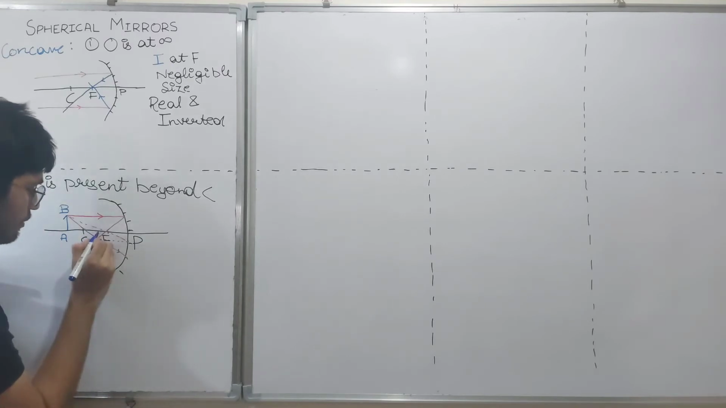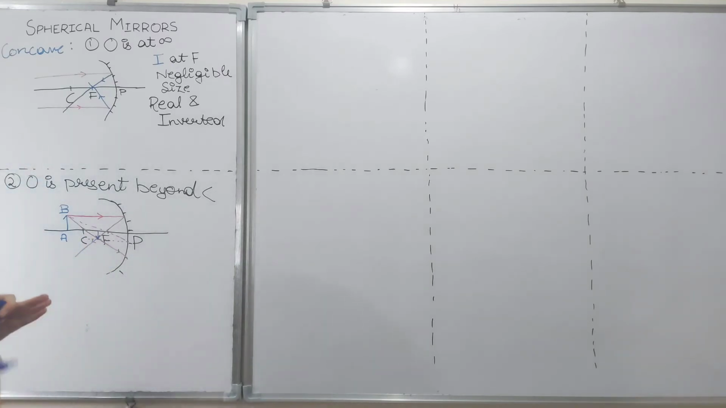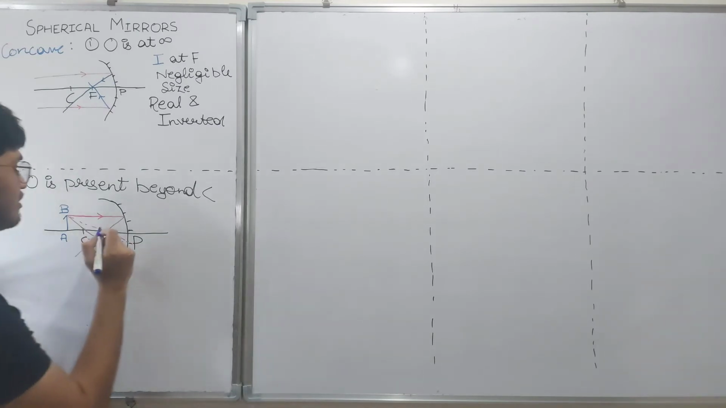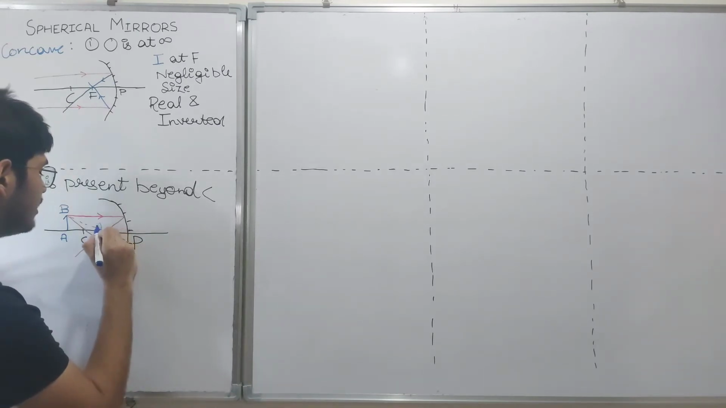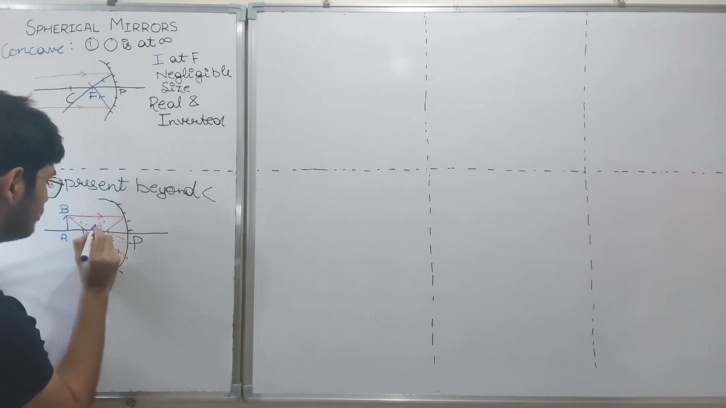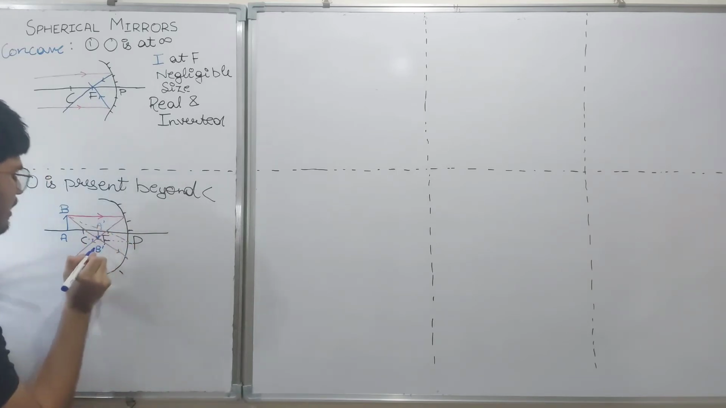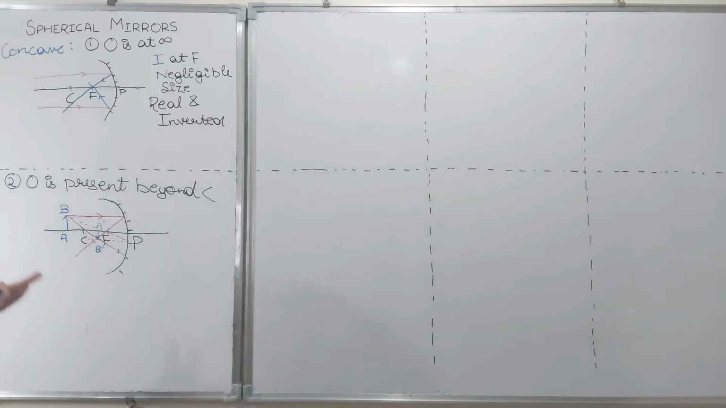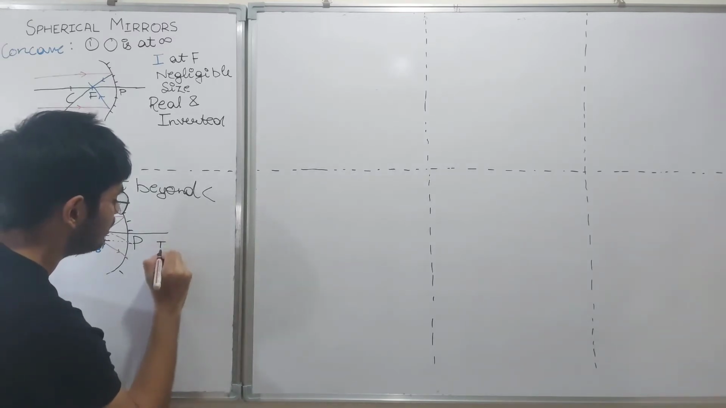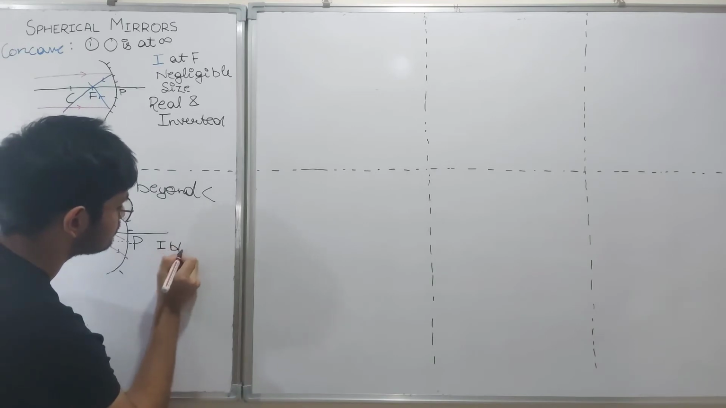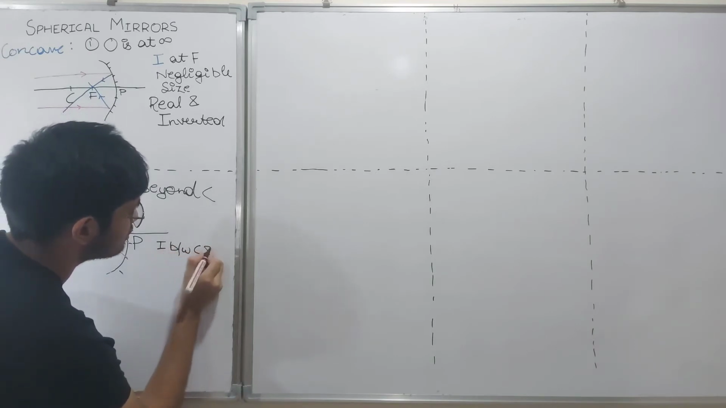This image is an inverted image. Let me name this image A dash and B dash. This is the image that is formed over here. What can we say about the nature of the image? The image is formed between the center of curvature and focus, so you can write it over here.